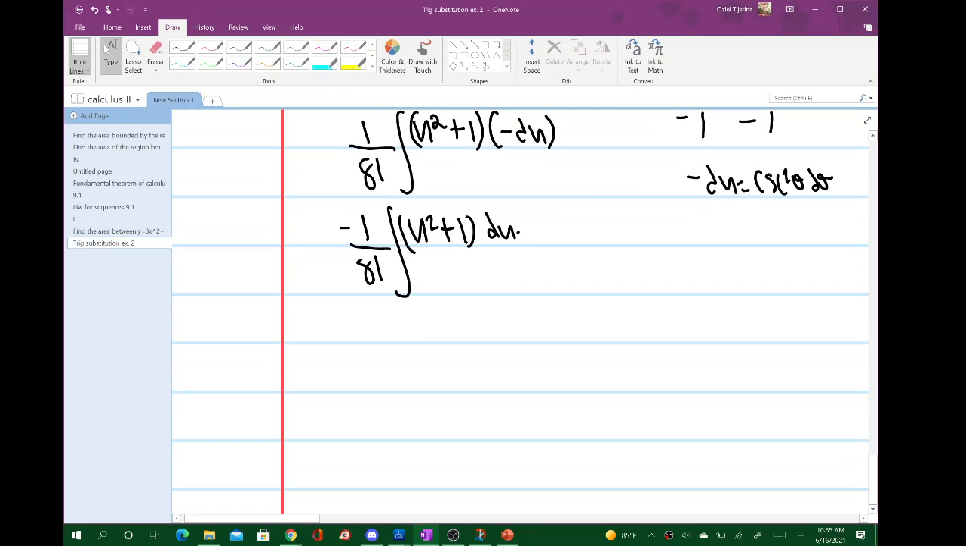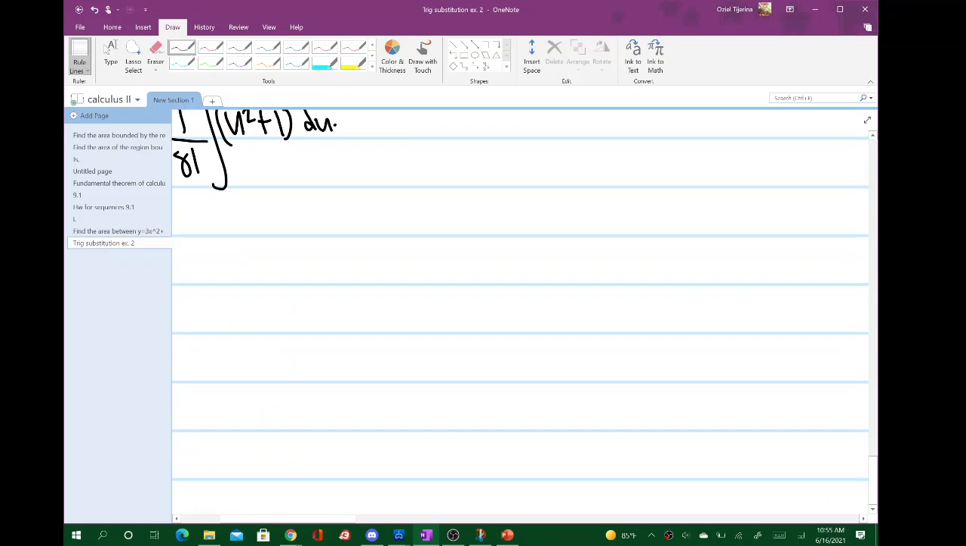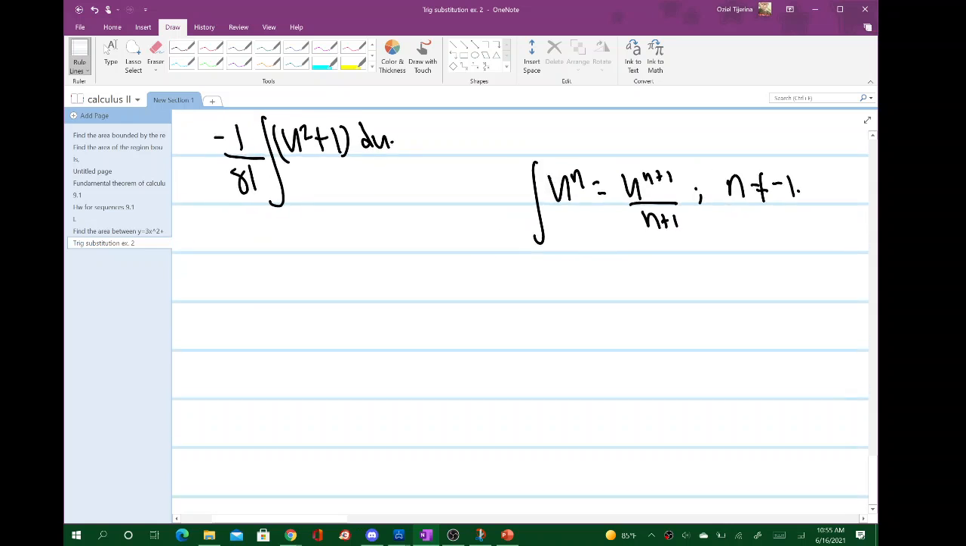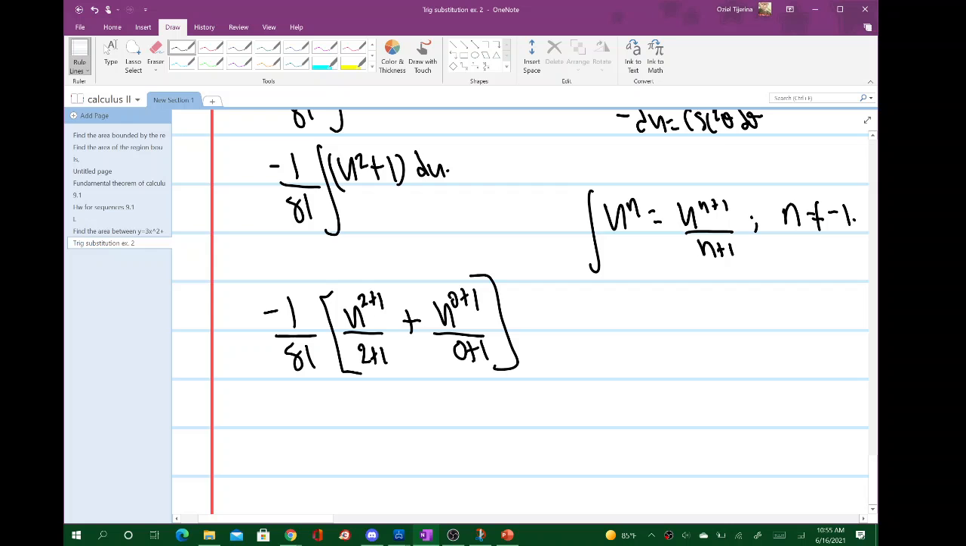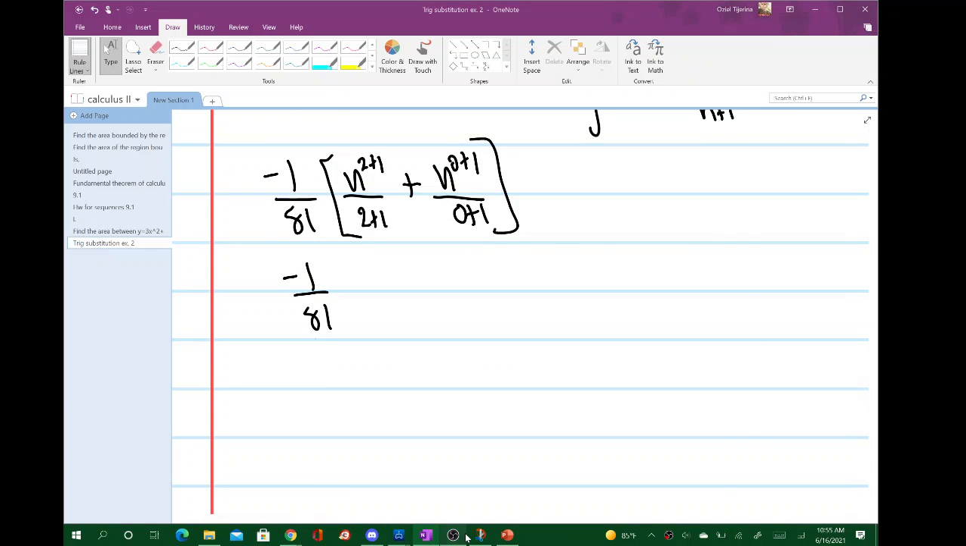So then we go ahead and simplify this using power rule. Remember that the integral of u to the n equals u to the n plus 1 over n plus 1, such that n does not equal negative 1. Okay? So then we have negative 1 over 81 times u cubed over 3, because it's u to the 2 plus 1 over 2 plus 1, and then plus u to the 0 plus 1 over 0 plus 1. Right? So then we have negative 1 over 81 times u cubed over 3 plus u.